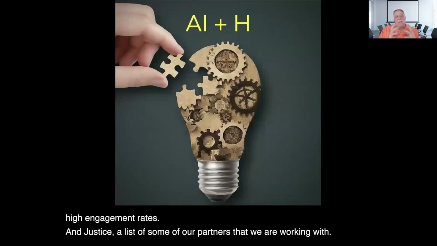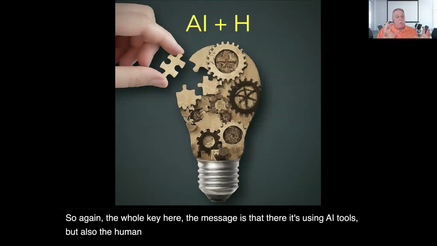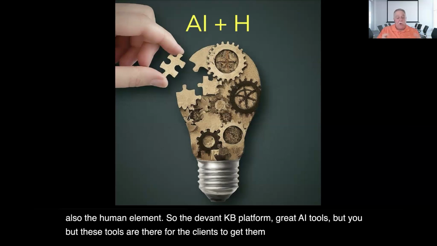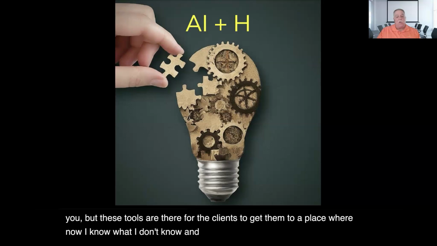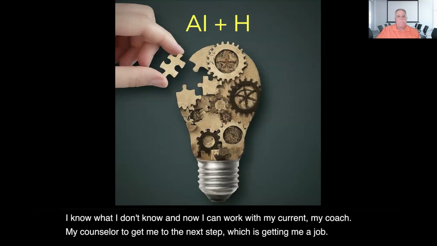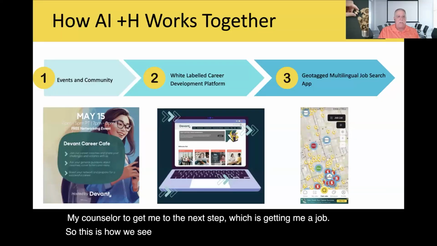So again, the key message here is that it's using AI tools, but also the human element. The Devant Kibi platform has great AI tools, but these tools are there to get clients to a place where now I know what I don't know, and now I can work with my career advisor, my coach, my counselor to get me to the next step, which is getting me a job. So this is how we see AI plus HI working together.